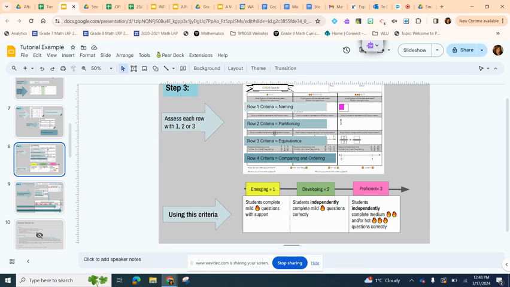So if with some support they were able to complete the mild questions, we would say they're demonstrating an emerging level of understanding. If students were able to complete the mild questions independently without assistance, we would say their level of understanding is developing. And if students were able to complete either the medium or the hot columns independently, we would say students have a proficient level of understanding on this concept.